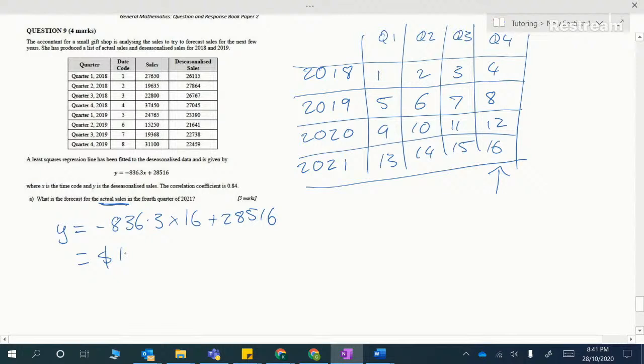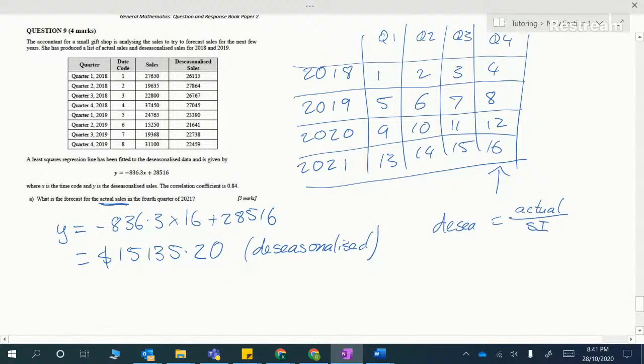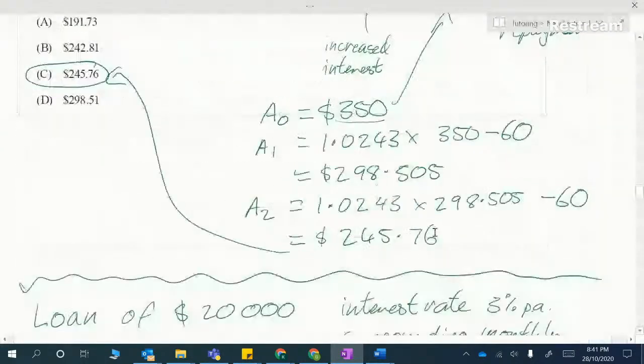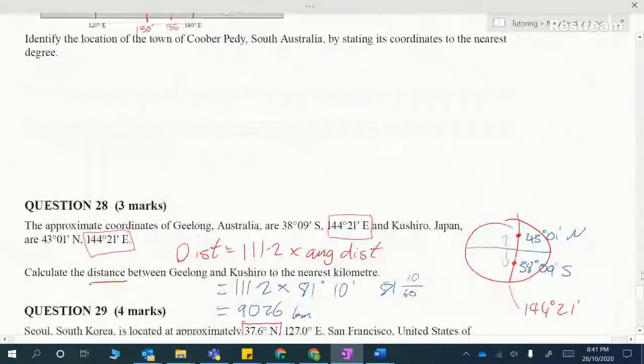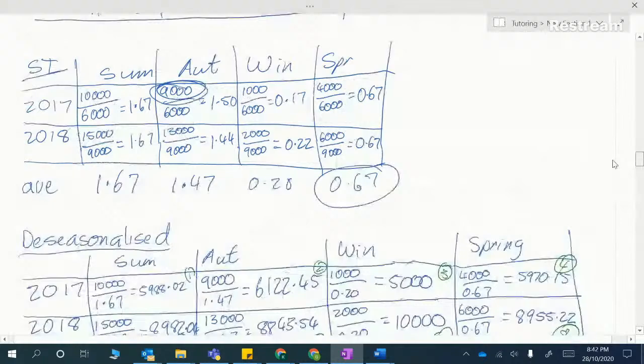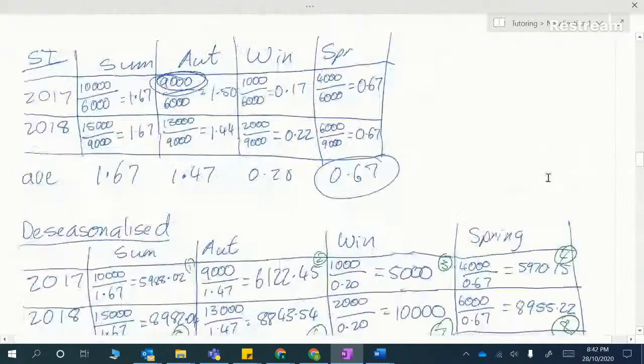Okay, so I got that, that's cool. Now we need to figure out our seasonal index. Is that the formula you guys are using to figure out the deseasonalized? It would be the actual value divided by the seasonal index. We did cover this briefly in yesterday's live stream, I believe. Oh, look, we did so much yesterday. There it is.